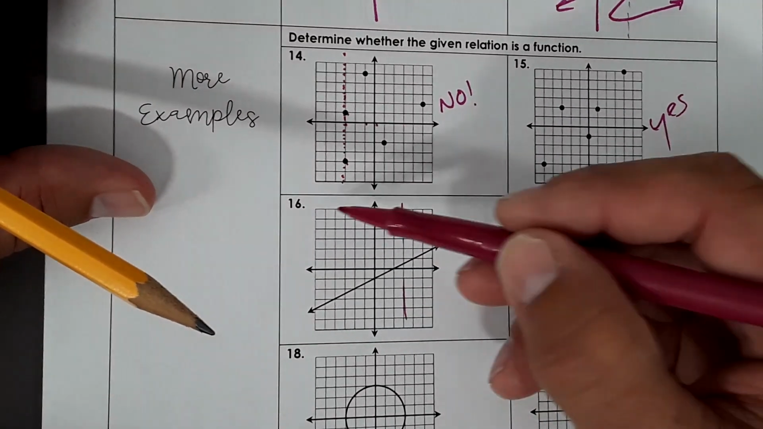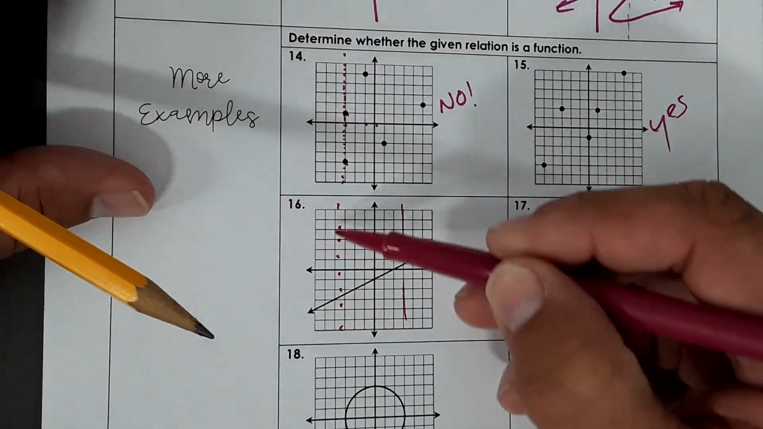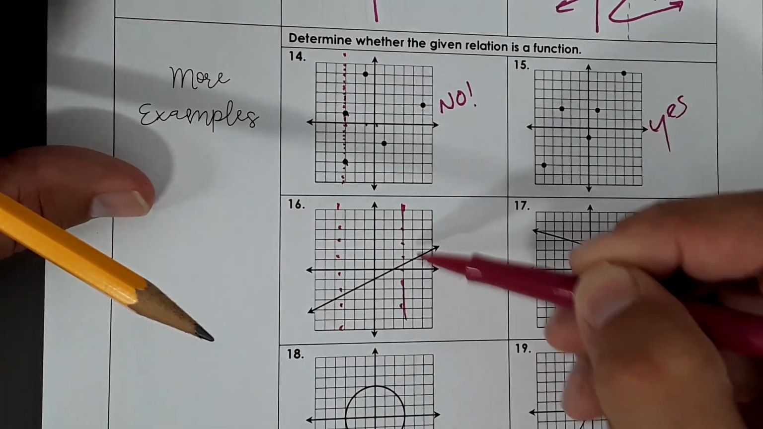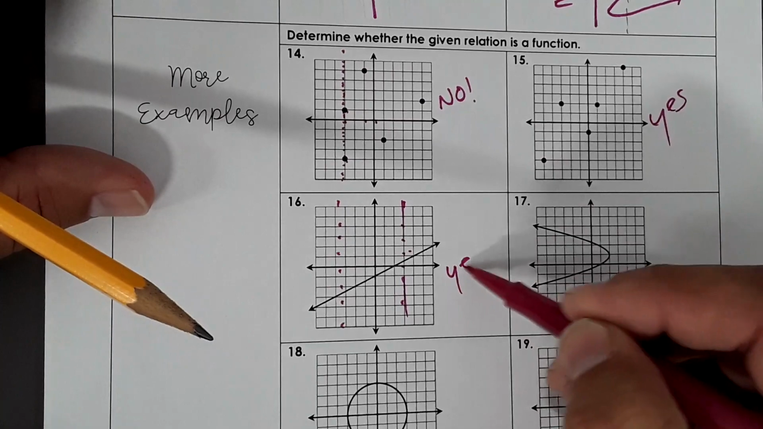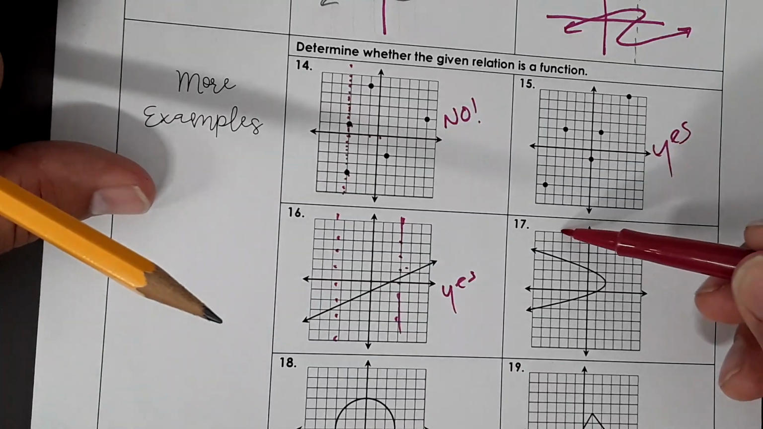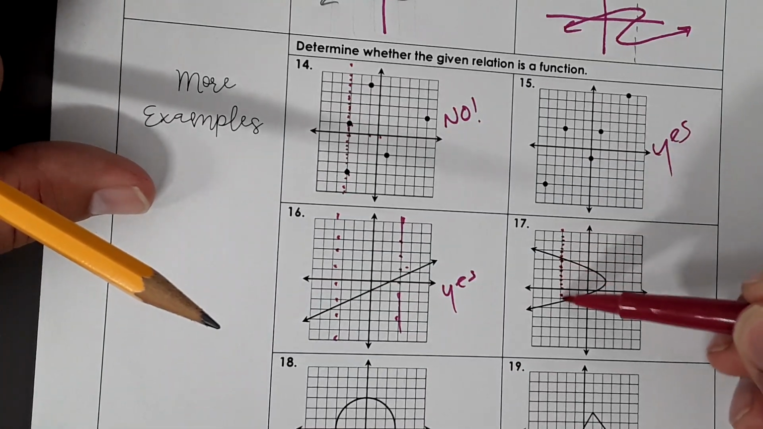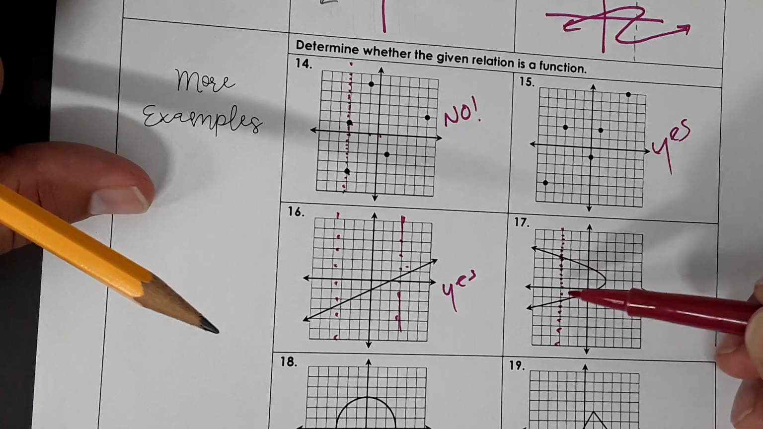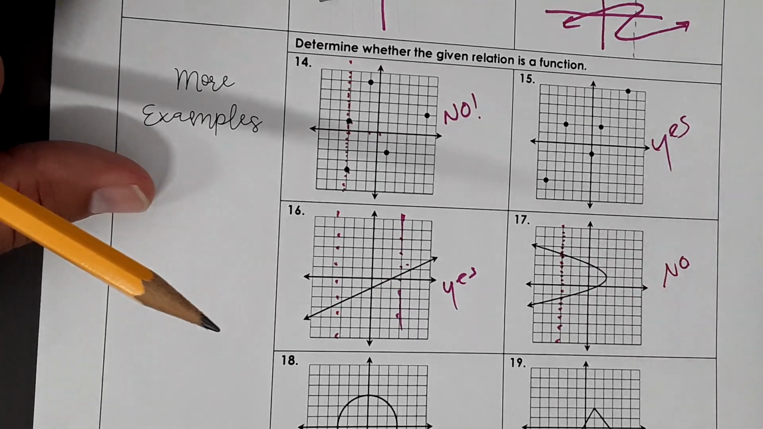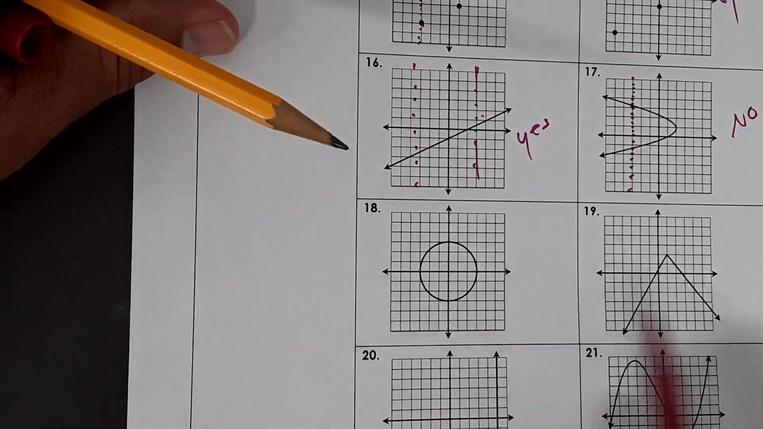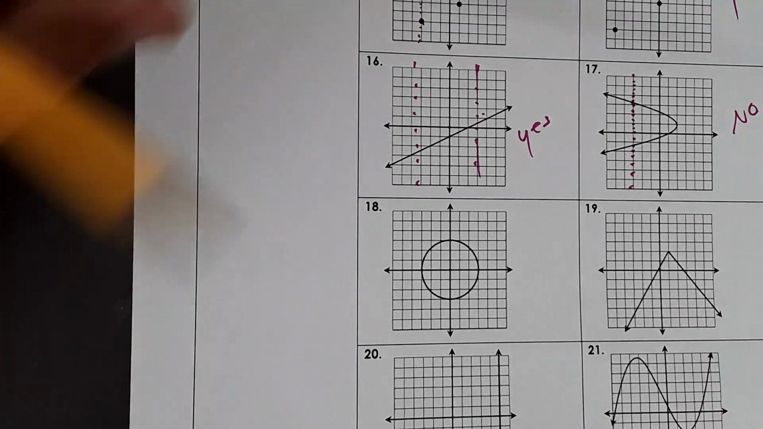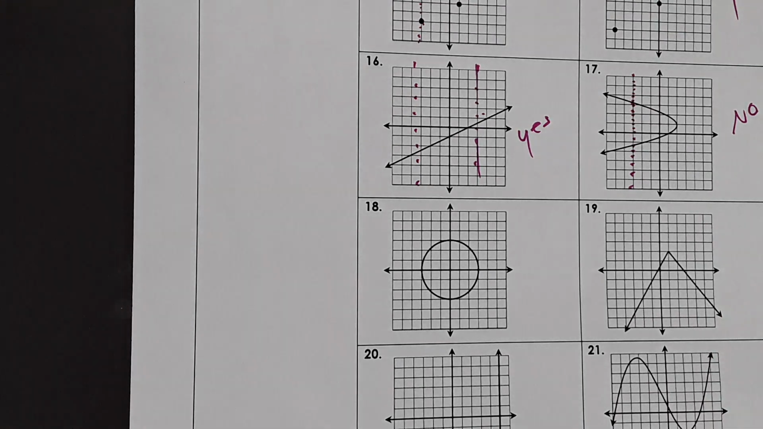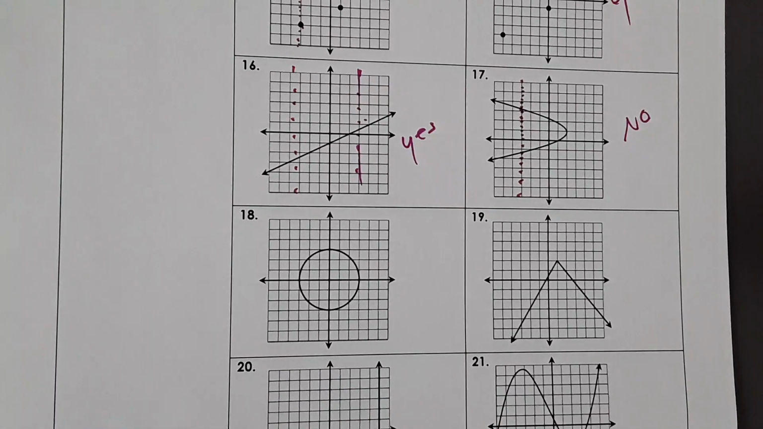14, no matter where I draw a vertical line, I only cross through once. That's a function. This one, if I draw a vertical line right here, I cross through once, twice, not a function. That is a function. All right, that's it. Look for the assignment.